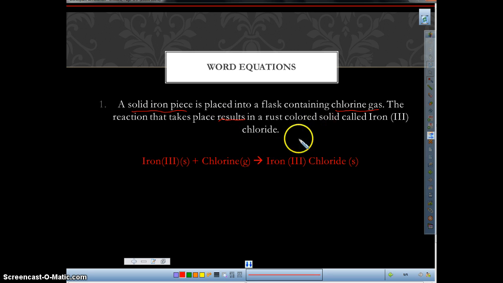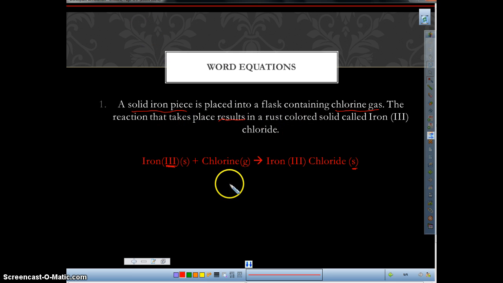Arrow is basically the results. Okay. In a rust-colored solid. So you know you have a solid, and that solid is then called iron 3 chloride. And then you literally just list that out. So that's at the end. I know that I have iron 3, so I can put that in the beginning here as well. Okay, so that's a word equation. So you want to look for those keywords.